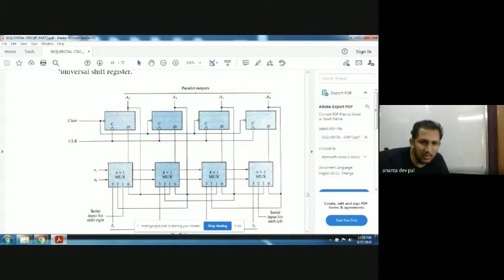Now input 1 is for serial input. This one is for A3, for the serial input for shift right. The other input 1s are connected to the outputs of the neighboring flip flops. Consecutive inputs 0 and 1 are connected in this way.